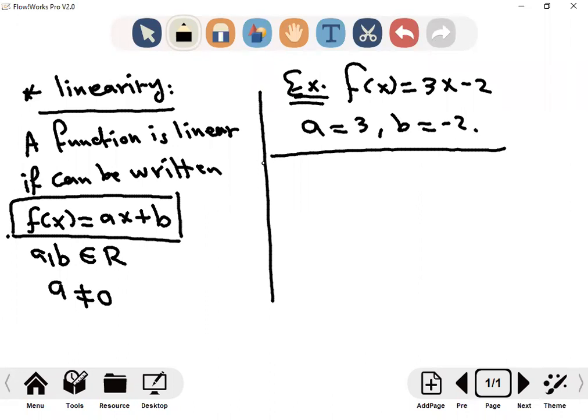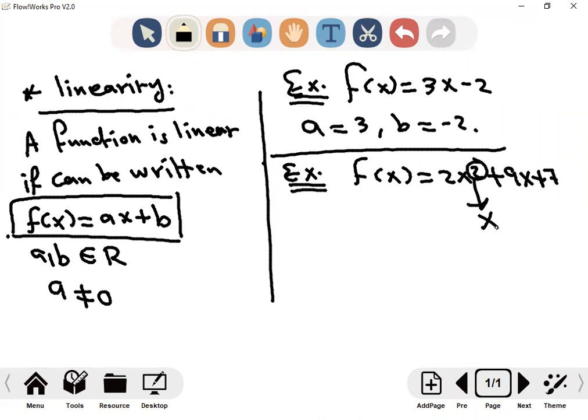We took example 1, right? But we have example 2. We will identify now. I can identify the linear function from its formula by following this. For example, if we have this function, f of x equals 2x power 2 plus 9x plus 7, this is not linear. Why? Because we have power 2 here, and linear has power 1. So from the formula, we can know if it's linear or not.